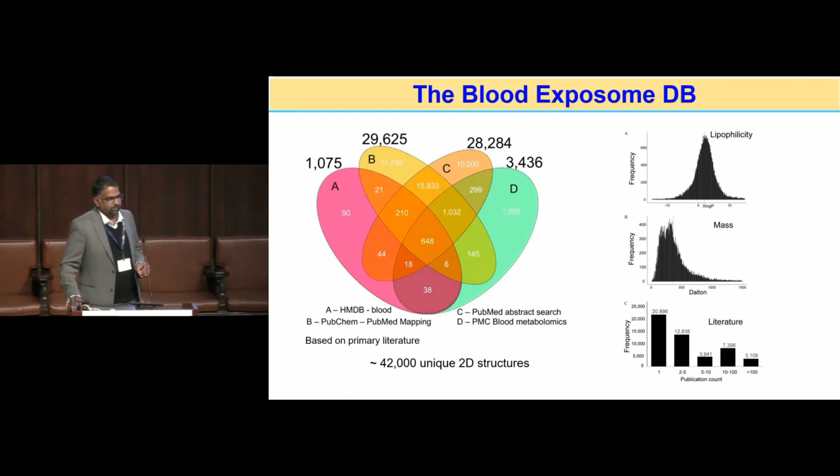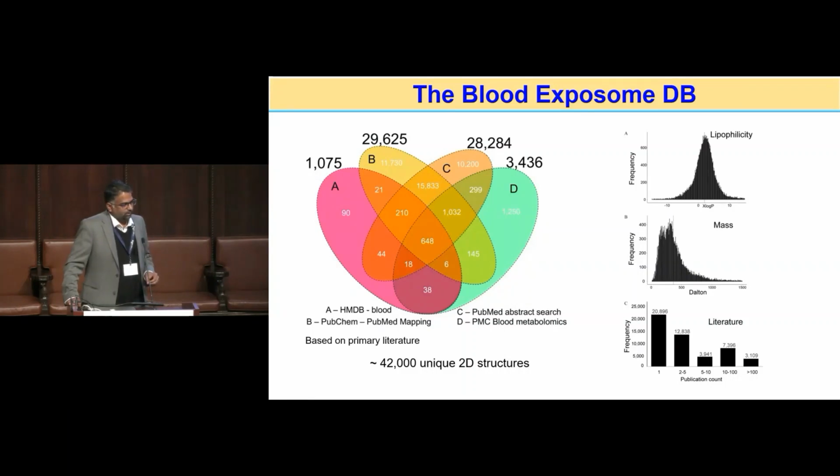So if we put together these chemical lists, PubChem to PubMed mapping provides the highest coverage for blood-related compounds, compared to HMDB primary evidence, so linking of a chemical to a publication. HMDB has only 1,000 chemicals where primary evidence for reporting a chemical was there. And metabolomics provides an additional 1,250 compounds that were not covered by PubChem to PubMed or HMDB.